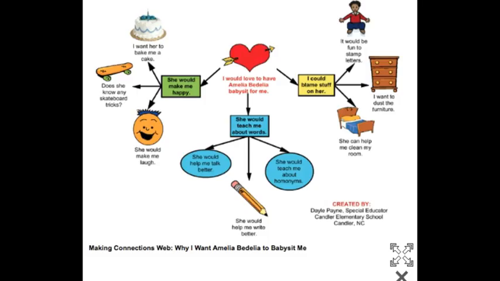An example of a graphic organizer that was created on Kidspiration based on the topic of why I would want Amelia Bedelia to babysit me after reading the text. The student used what they have in this graphic organizer to then write a piece about this topic. So as you can see in this graphic organizer, the student was able to link all the different information that she learned in the book to her writing process.